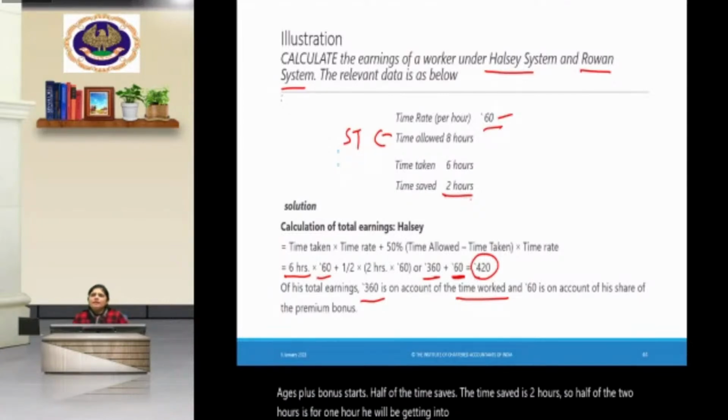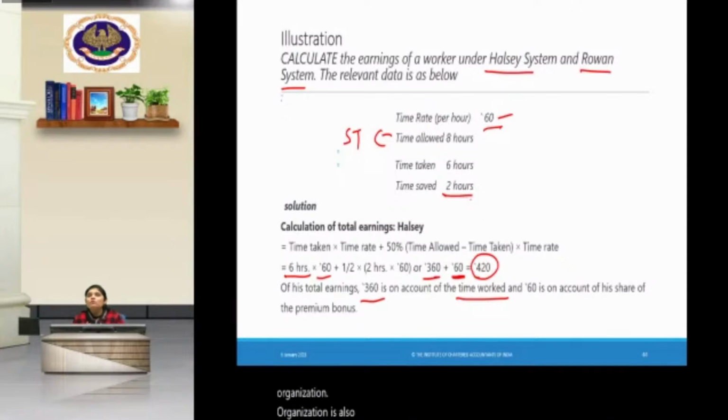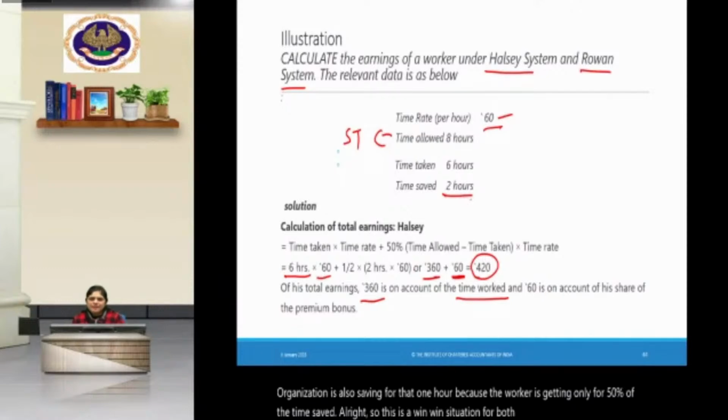So see, it's beneficial for the employer also and for the worker also. The worker is getting 50% of the time saved as the bonus. And it's beneficial for the employer also because the worker is getting only 50% for the time saved. So 1 hour benefit is for the worker and 1 hour benefit is for the organization. So the organization is also saving for that 1 hour because the worker is getting only for 50% of the time saved. All right. So this is a win-win situation for both. So that is the Halsey plan.